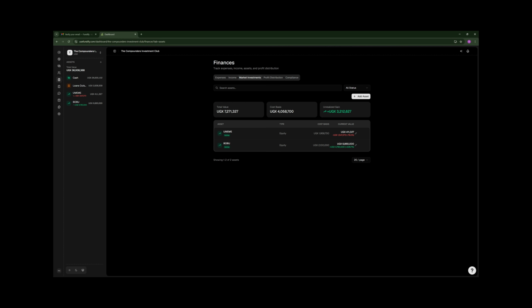The next asset we are going to log is a bond. A bond is essentially a loan that the club has made to a government or a company. The club lends money and in return, it receives regular interest payments called coupons over a fixed period. At the end of that period, the original amount is returned in full. Unlike shares, a bond does not appreciate or depreciate in value under normal circumstances. The club knows exactly what it will get back and when. The return is in the interest, not in the price.